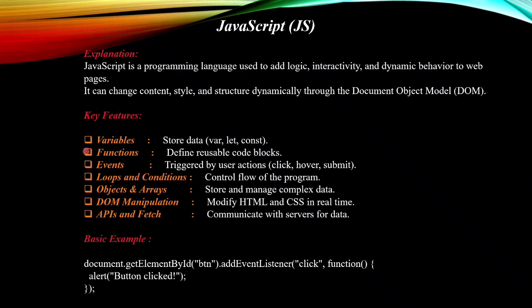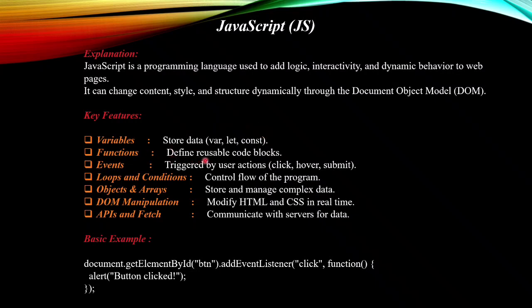Key features. The key features of JavaScript are variables, functions, events, loops and conditions, objects, arrays, DOM manipulation, APIs, and fetching. First, we will see the variables. These variables are var, let, and const. Const is the variable which cannot be changed, let can be changed, and var can be changed, which will store the data, which we will store using these variables.